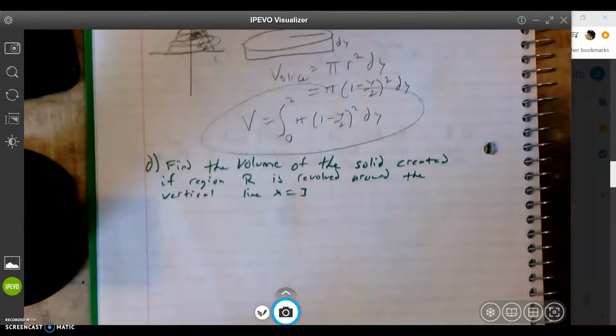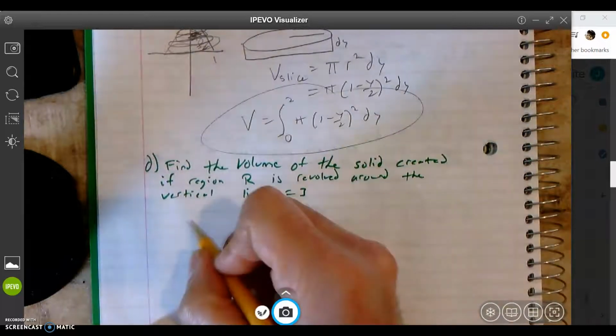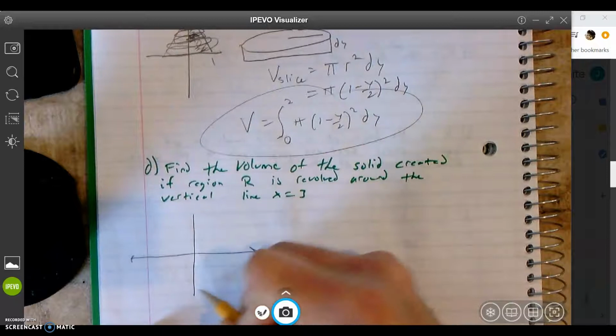Now here's a more difficult one. Part D is always more difficult. D for difficult. Let's see if we got it. Find the volume of the solid created if region R is revolved around the vertical line x equals 3. Okay, picture important. Picture important. Let's do it.